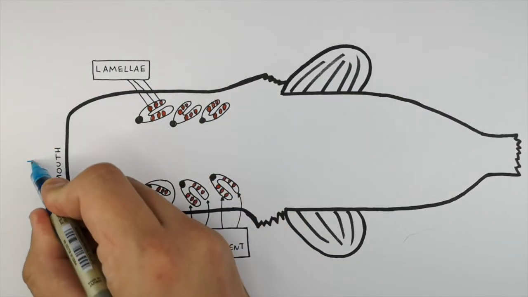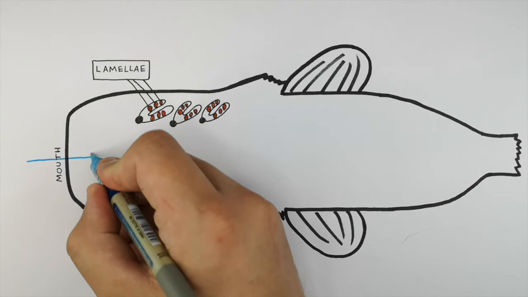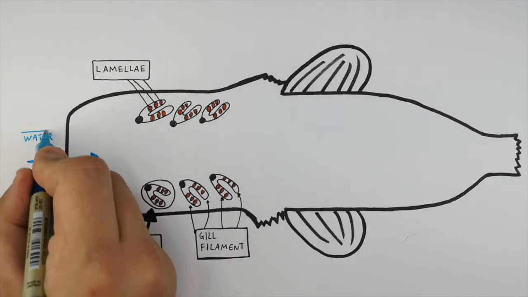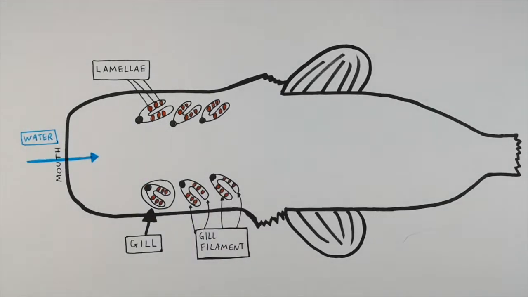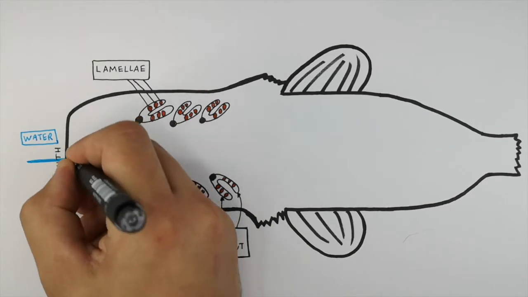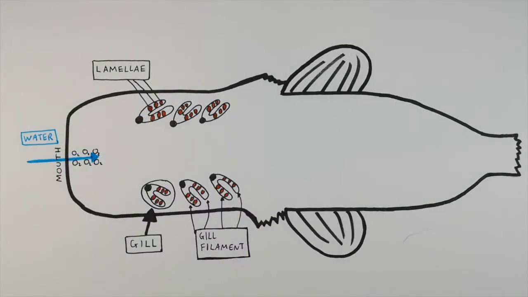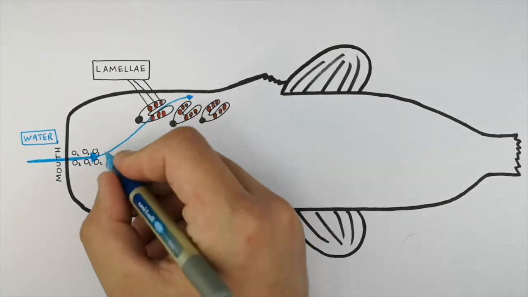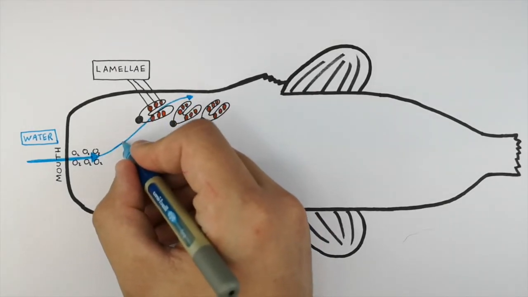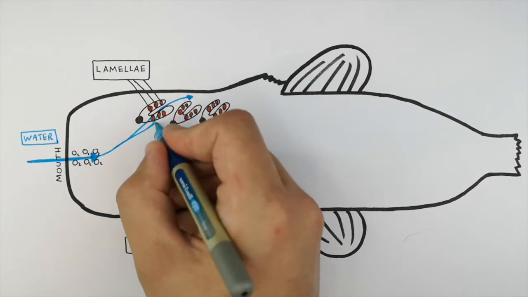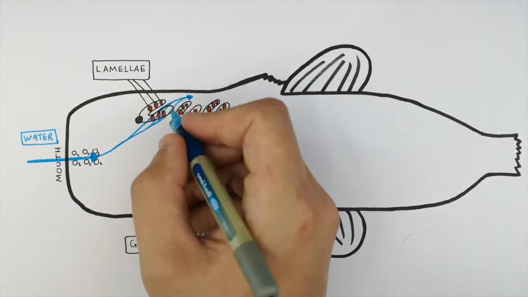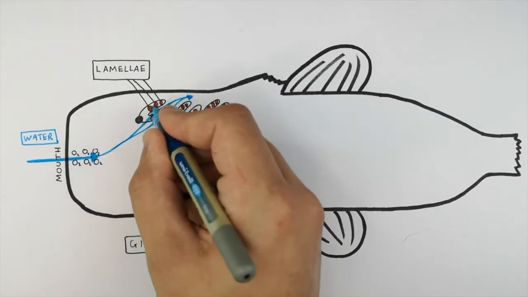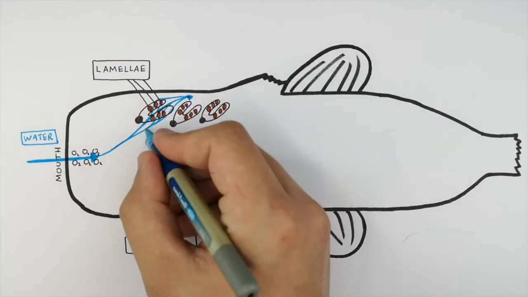So water enters the fish through its mouth. As we can see here, water enters the fish through its mouth, and there is oxygen dissolved in the water. This water with oxygen dissolved in it flows over the gills, as you can see here, over the gill filaments and the lamellae. And this is where gas exchange happens.